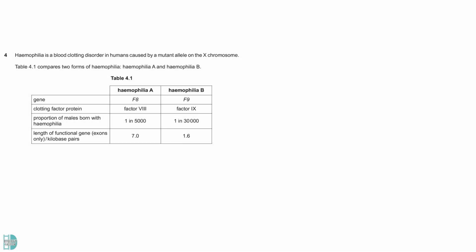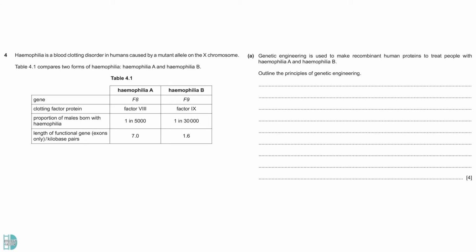In question 4, we have a table comparing the two forms of hemophilia, A and B. A. Genetic engineering is used to make recombinant human proteins to treat people with hemophilia A and hemophilia B. Outline the principles of genetic engineering. Outline means that you only need to provide the main steps in your answers. You don't have to give the details of each step. Also, pay attention to the sequence of your points. The arrangement should be logical.